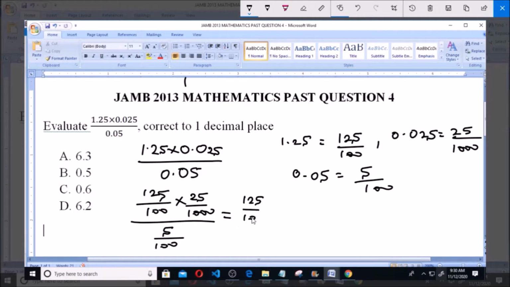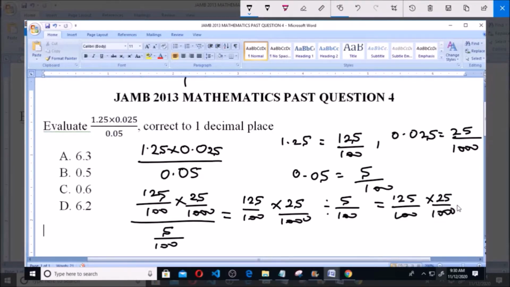Now this is equal to 125 over 100 multiplied by 25 all over 1000, then divided by 5 all over 100. We're changing this division sign to multiplication, so 100 all over 5. Now 5 here will give us 1, and 5 in 25 will give us 5. This 100 here, we cancel this 100 here. So we have 125 multiplied by 5 all over 1000.